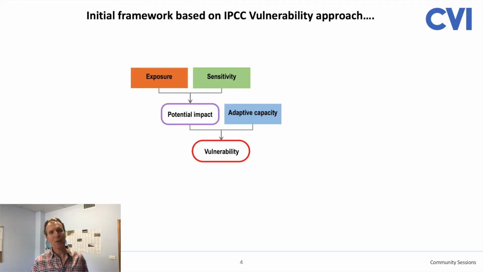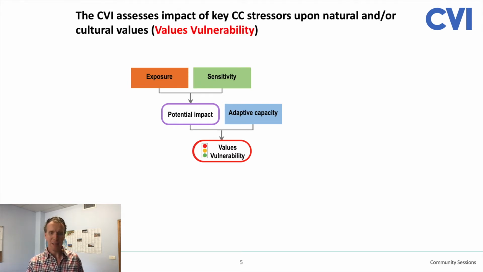The initial framework that we began from was based on the IPCC vulnerability approach from the third and fourth assessment reports. But we modified that so that in place of vulnerability, it would be the values vulnerability or the OUV vulnerability for World Heritage properties. And we also incorporated some modifiers to these exposure and sensitivity terms. We'll touch on those briefly soon.